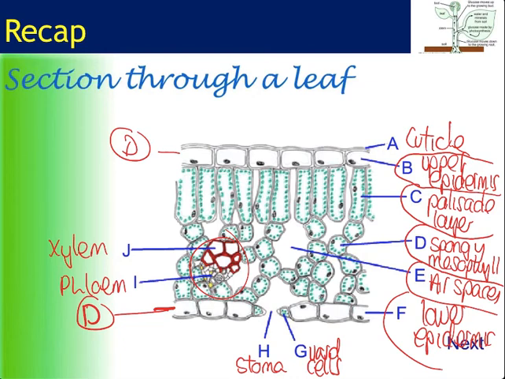In terms of our ground tissue then, it is C, D and E. So C are these tall rectangular cells here. This is your palisade layer, and this is where the most photosynthesis happens in your cell.